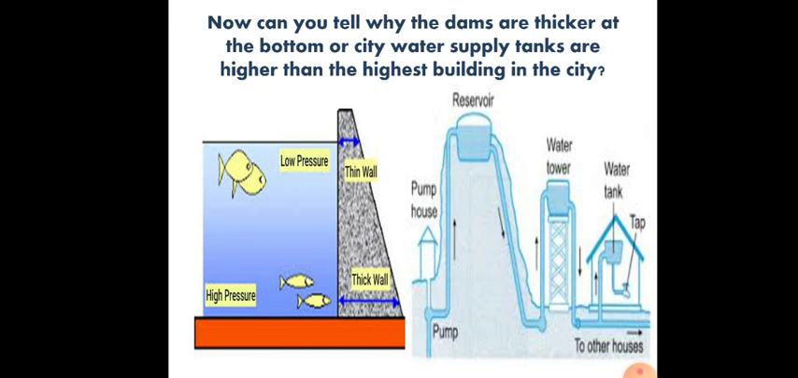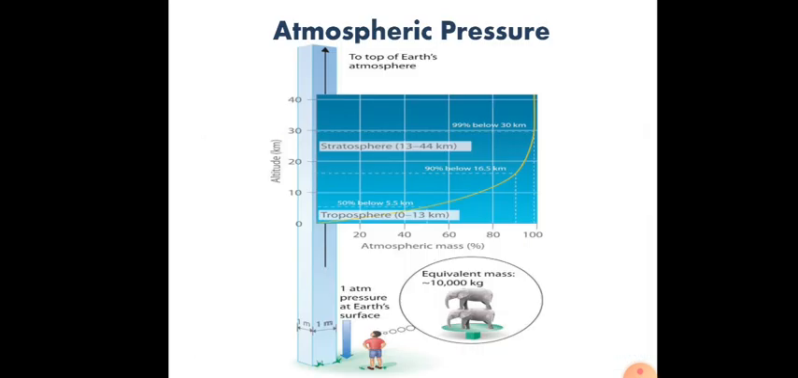This explains why dams have a thicker wall at the bottom, because the weight of the water column is very high at the bottom, which requires a broader base to decrease the pressure. Also, the reservoirs of water and the city tanks of water are higher than the highest building in the locality, so that each building has good water pressure.